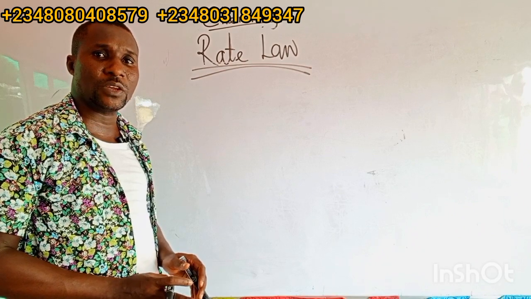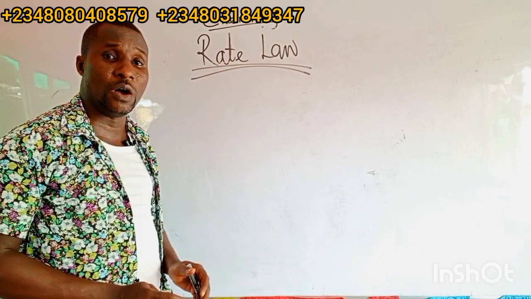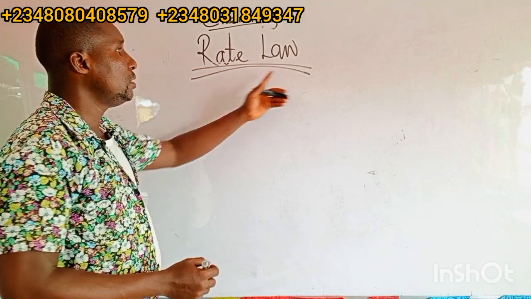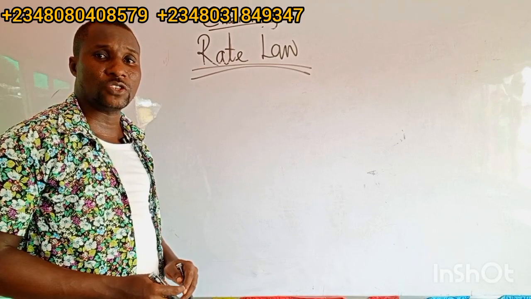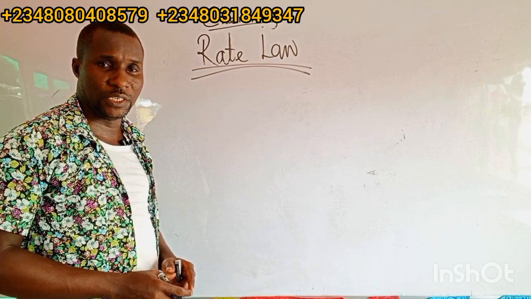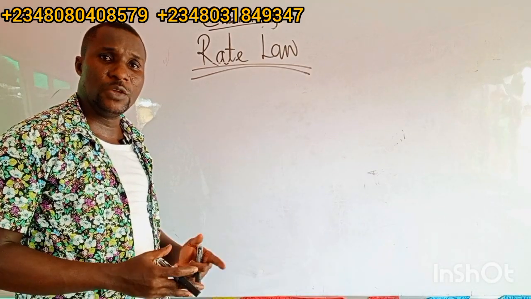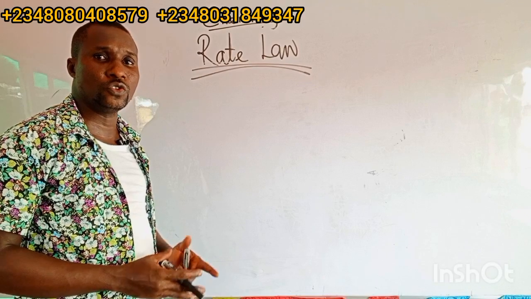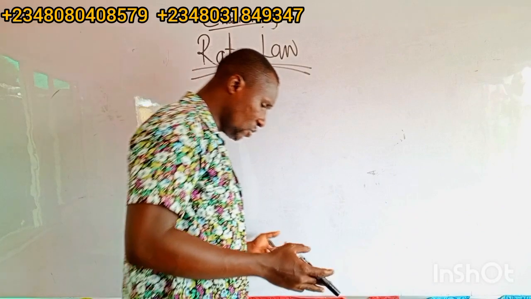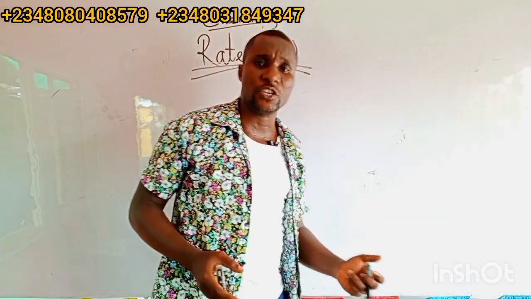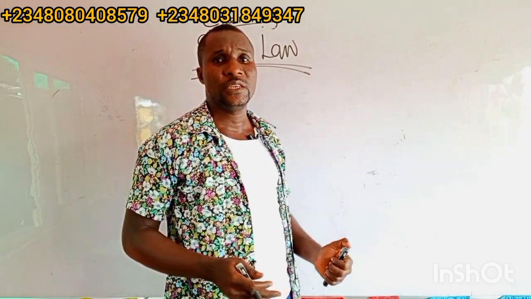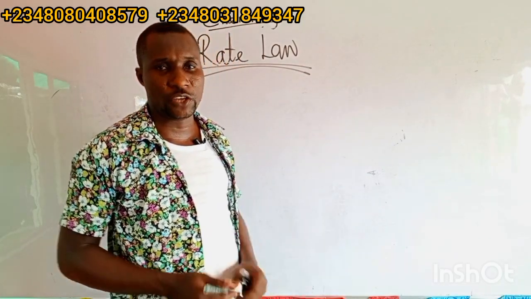The only method you can use to determine rate law is through experiment, because the relationship between the rate of reaction and the concentration of the species involved in the reaction is very complex. But there are some reactions where you can use the law of mass action to get their rate law. Those reactions are known as simple or elementary reactions.